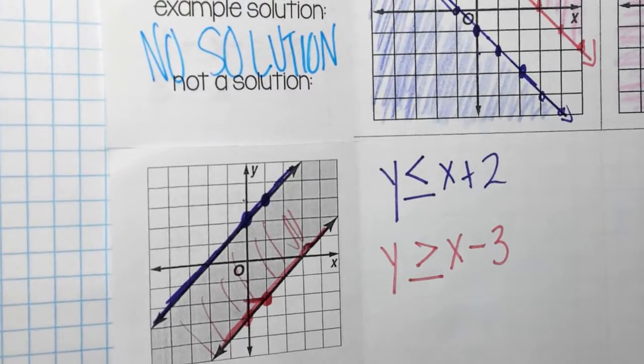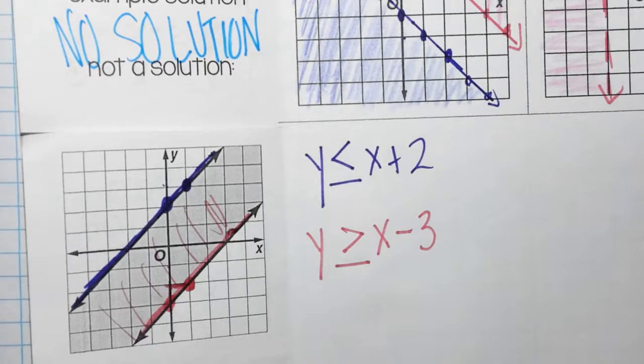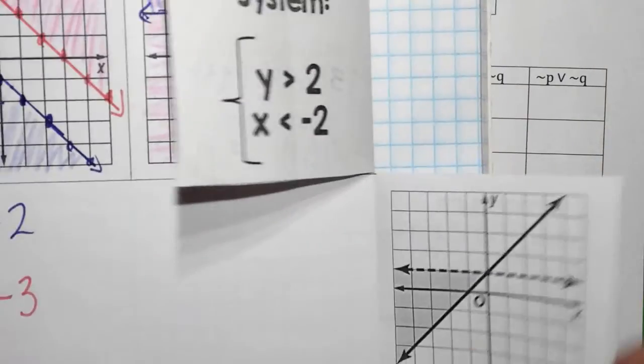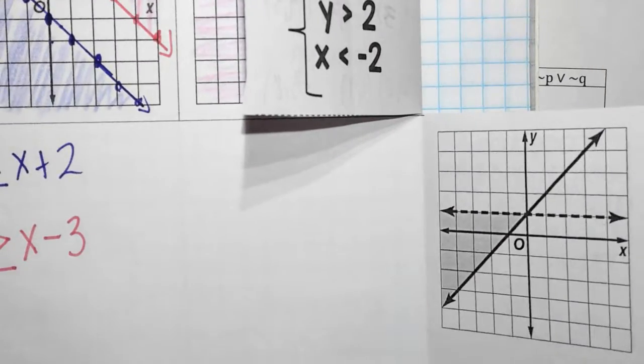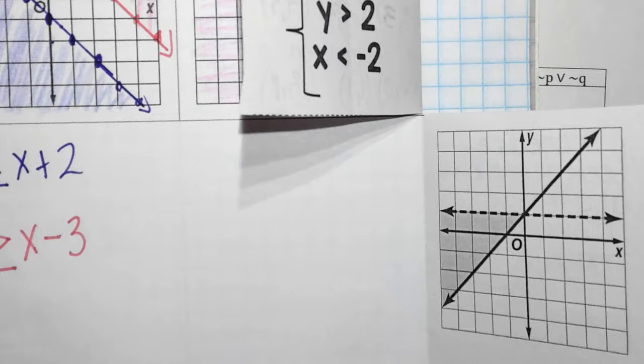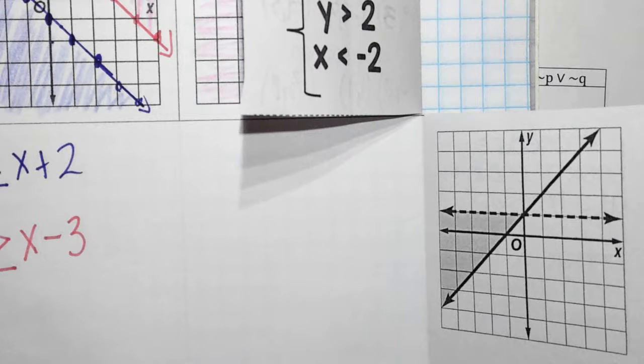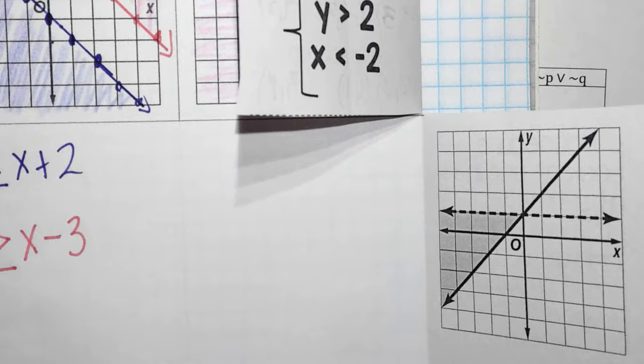All right, you ready for the next one? Can you guys try the next one without me? Yes, you can. Do the solid line without me. We'll do the dashed line together. Do the solid line without me.